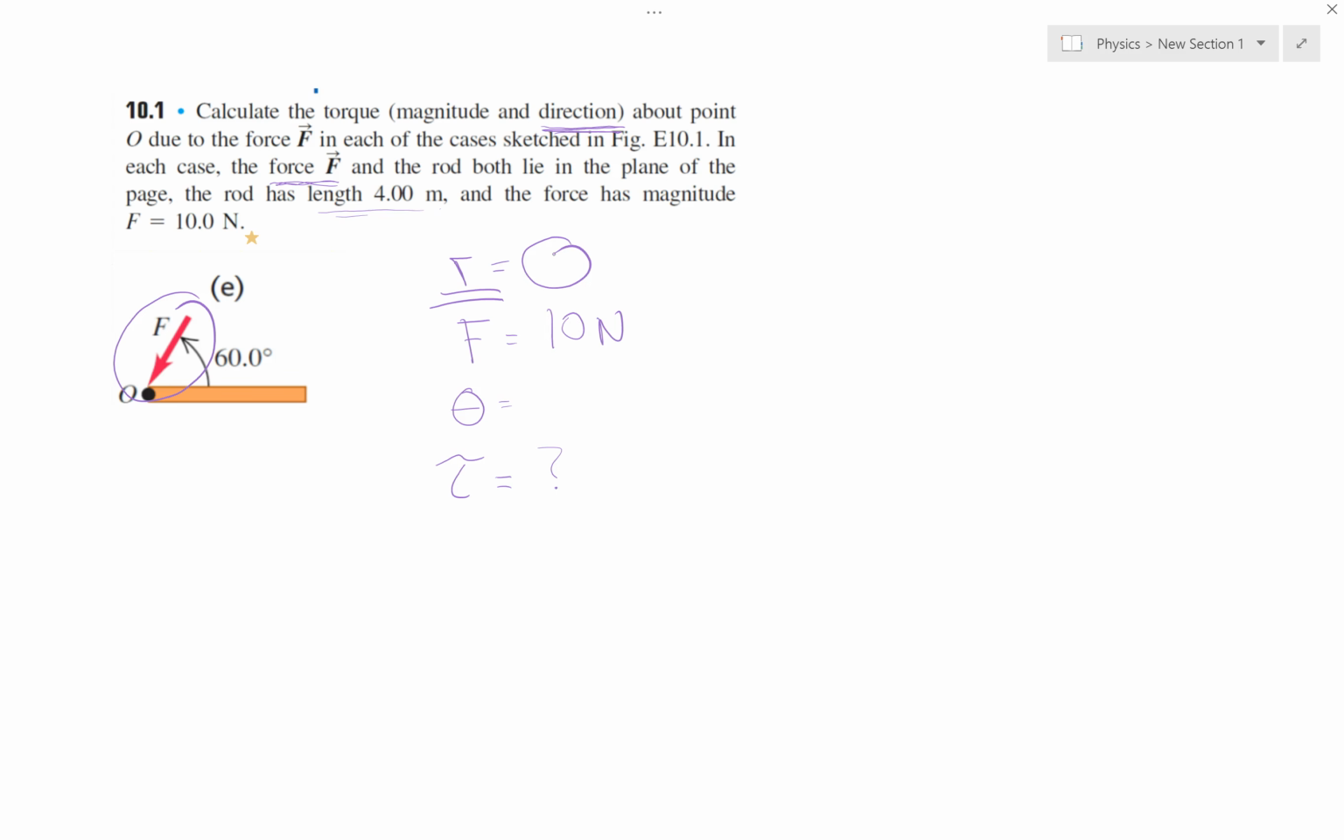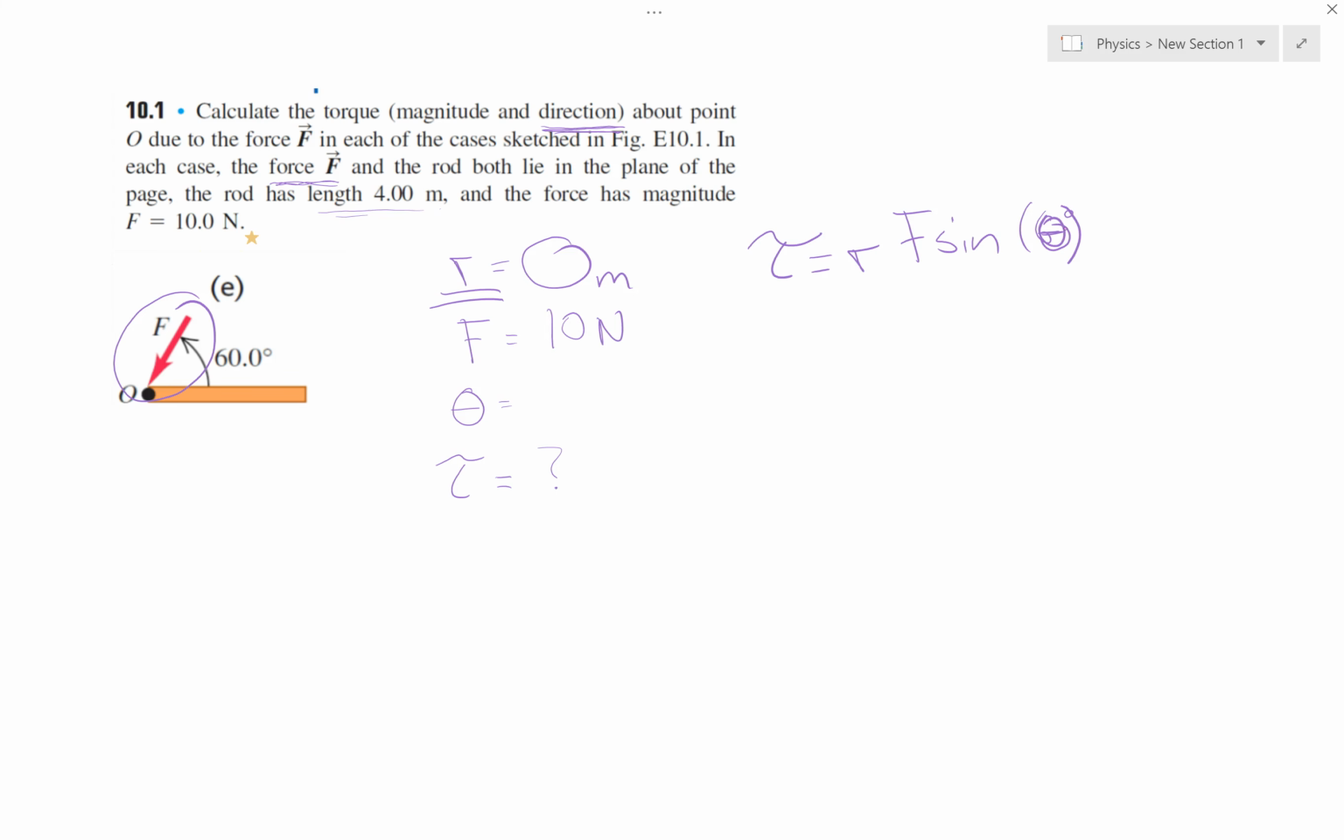And that's going to be huge, because if I look at the formula for torque, tau equals R F sine theta, it's straight up multiplication. And we know that if we take any quantity and multiply it by 0, the result is 0.